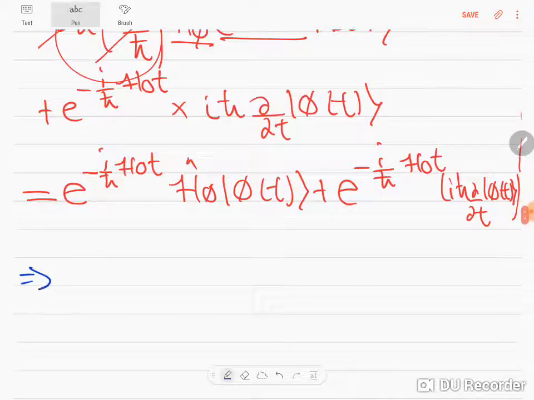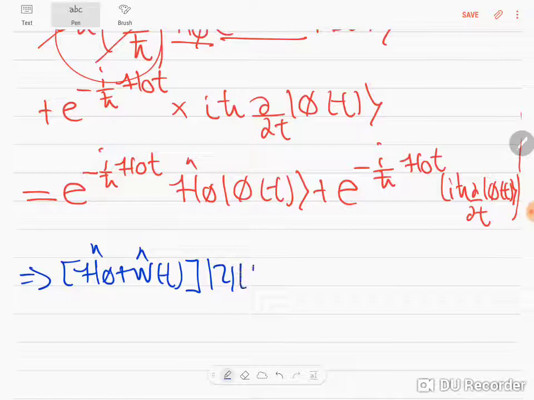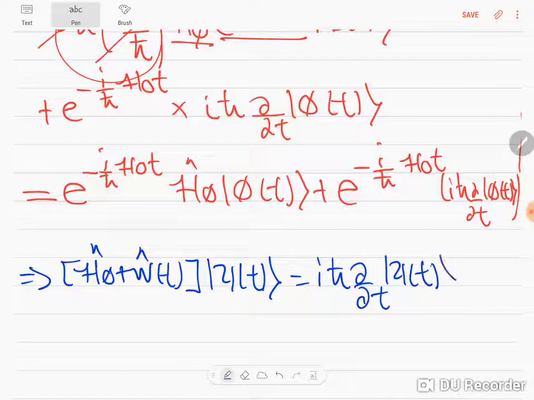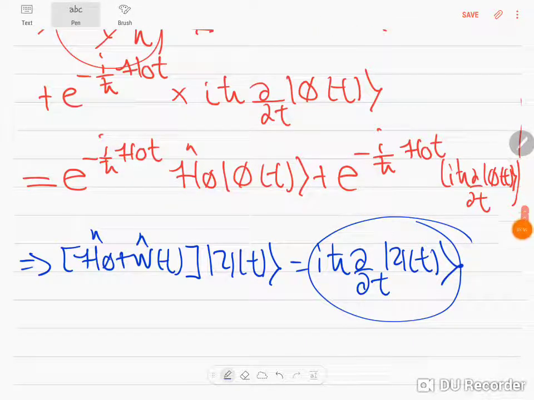We write again the Schrödinger equation that we had upstairs: (H0 + W(t)) acting on |ψ(t)⟩ equals iħ times the time derivative of |ψ(t)⟩. Now what we do is that we replace what we just calculated here in red.